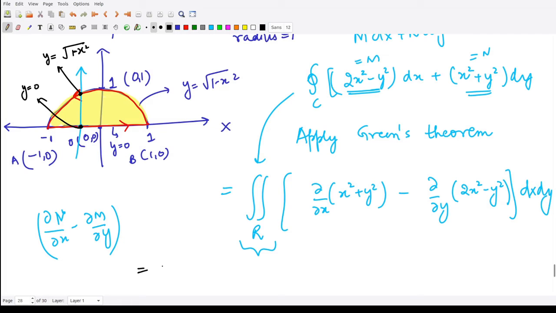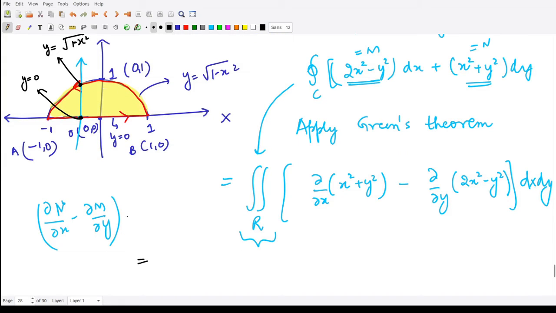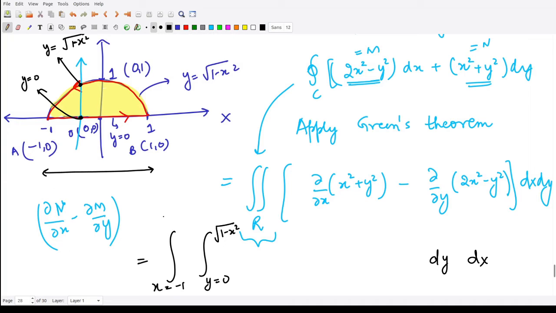So we have the integral here, with the limits of y varying from 0 to square root of 1 minus x square, and we have dy here. And for x, what would be our limits? X here varies from this point to this point. So the value of x here is minus 1, and here it is equal to plus 1. So these are the limits, and our function here is obtained when you take the differentiation of this.